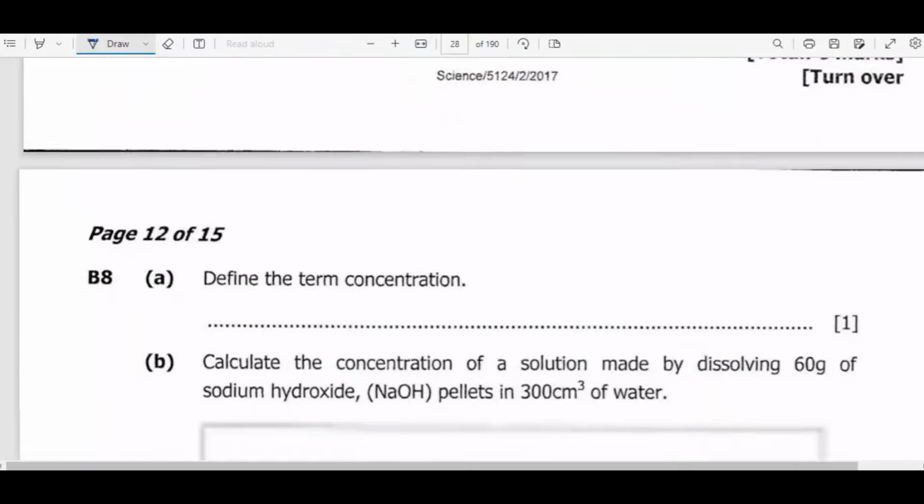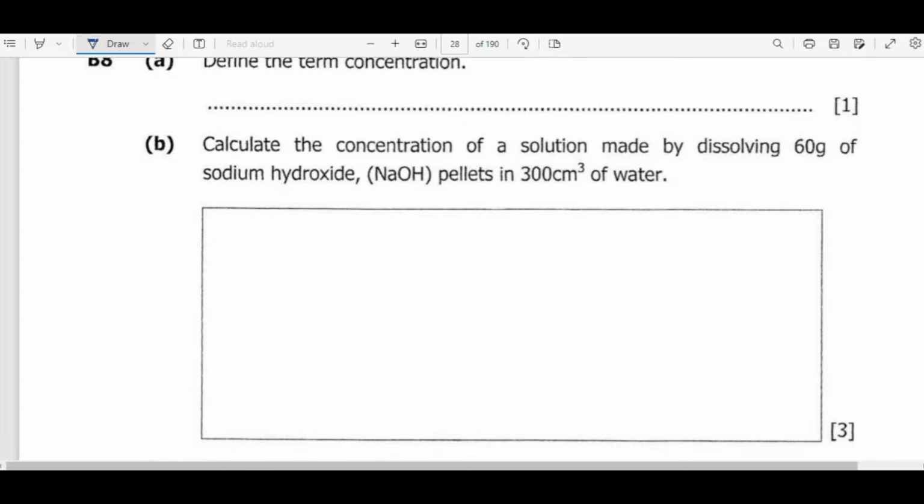Okay, we move on to question 8. Define the term concentration. So say this is the number of moles of solute per cubic decimeter of volume.